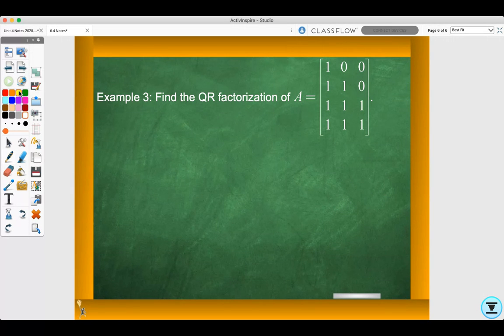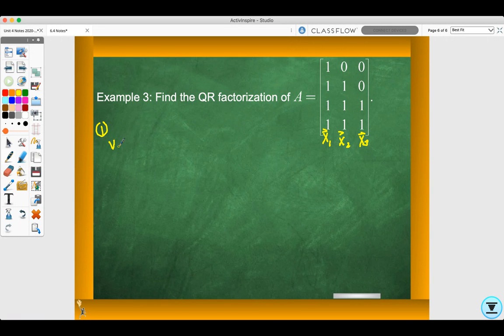Let's look at example 3. Find the QR factorization of A. First, let the columns of A be x1, x2, and x3. We need to find the orthogonal basis for Col A, which equals the span of x1, x2, x3. So step 1, we would find the orthogonal basis for Col A.